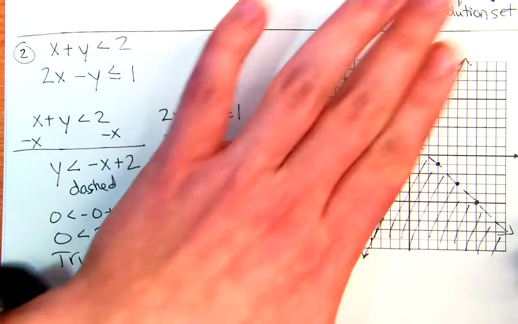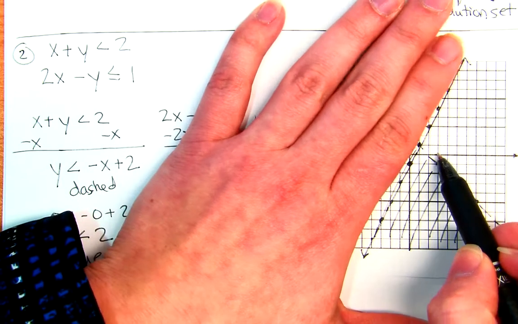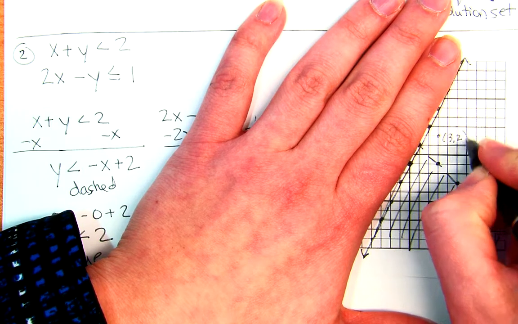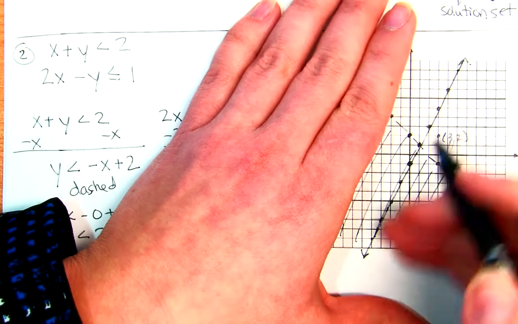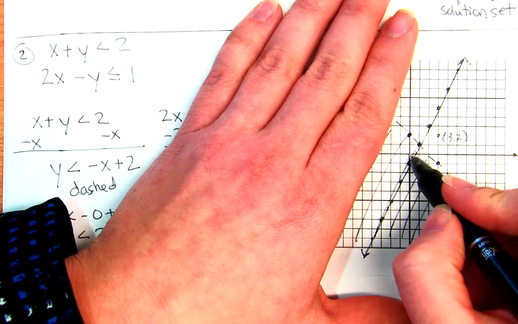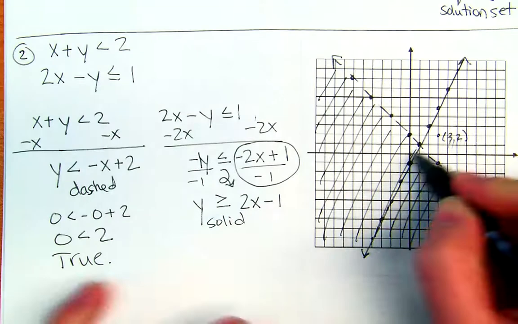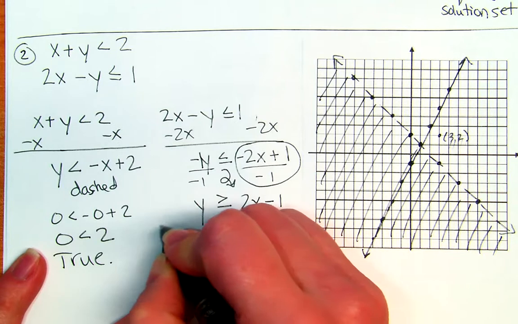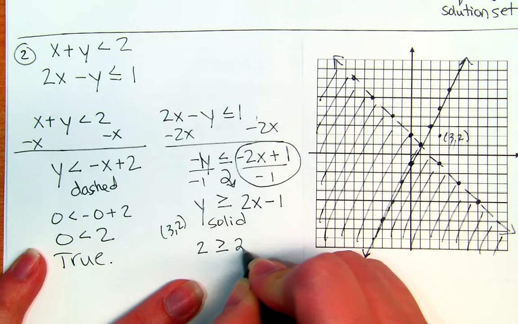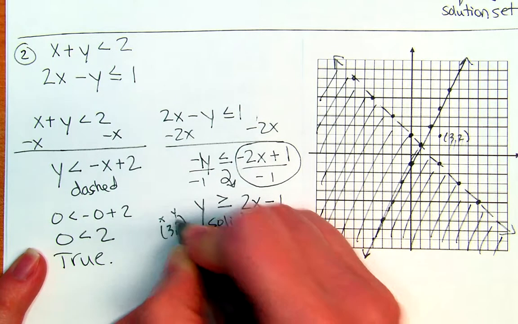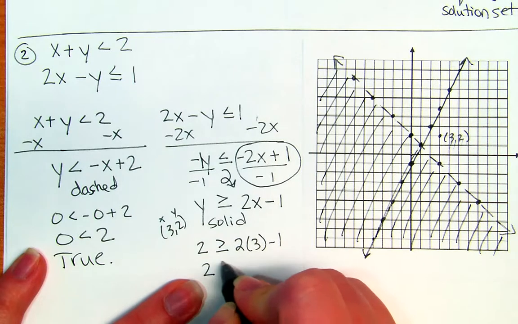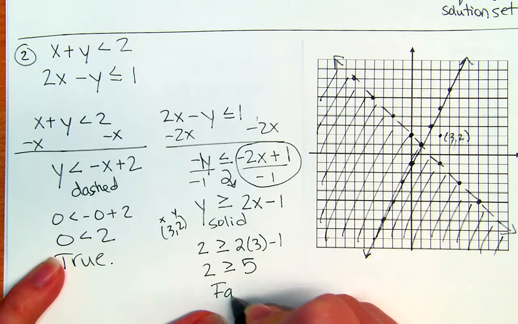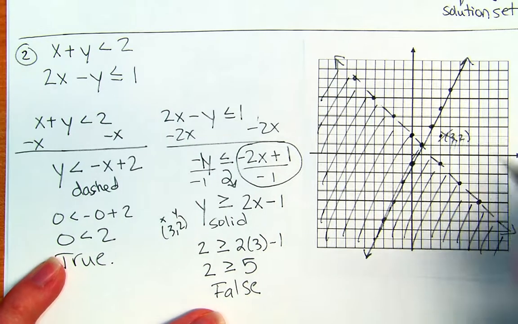So I am going to pick the point 3, 2, okay? Just because I can, and it's a little bit clearer to see that 3, 2 is on this side. 0, 0 is on the other side, but just to show you some variety, I'm going to pick 3, 2. So 2 greater than or equal to 2 times 3 minus 1, right? This is my x and y when I plug in. Is 2 greater than or equal to 5? Because 2 times 3 is 6 minus 1 is 5. This is false. So no, I do not shade that side.